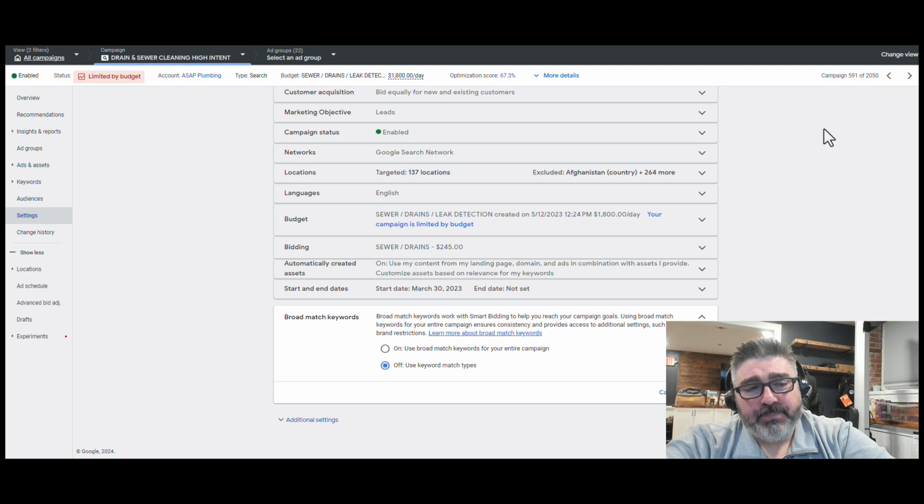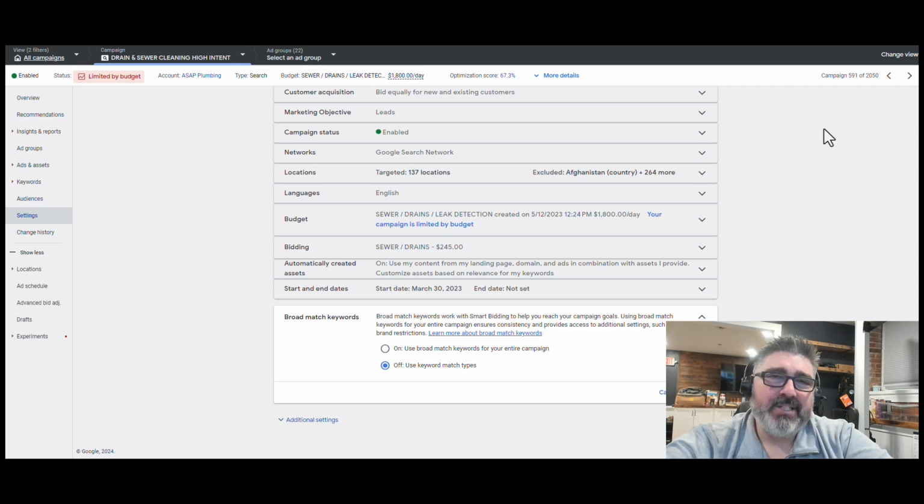Search has changed. It used to be we'd have 4 different match types a few years ago, and Google was very literal. You could tell Google, hey, I only want this keyword to appear. I only want that keyword to trigger my ad. And it was very tight. It was very dialed in. Today, keywords don't behave like that.